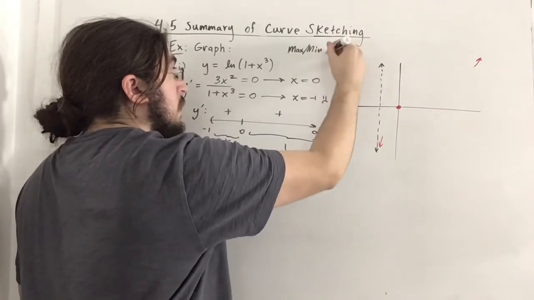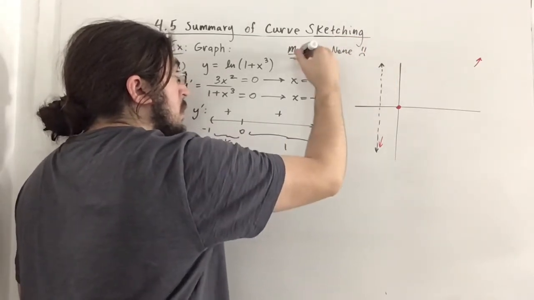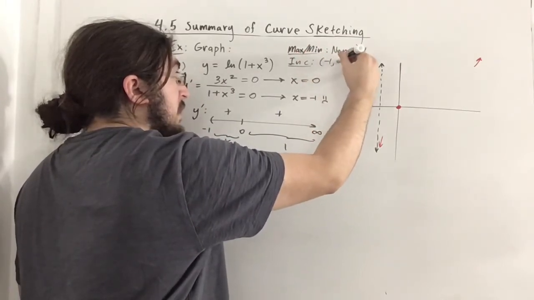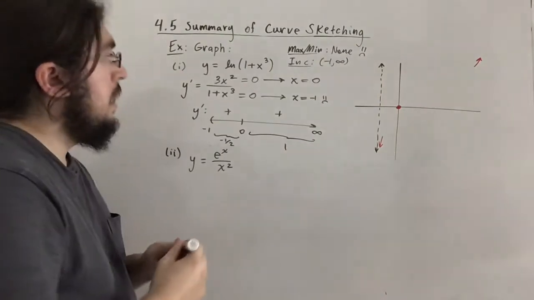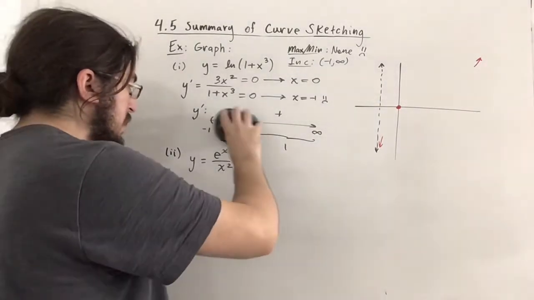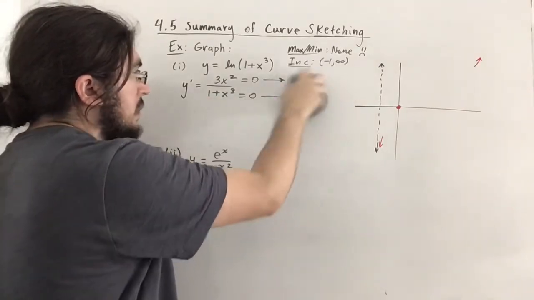Max and mins, there are none, unfortunately. And for increasing, it's increasing on the entire domain of the function, which is negative 1 to infinity. And now we need to find the second derivative, and of course that will involve the quotient rule. So let's consider doing that now.